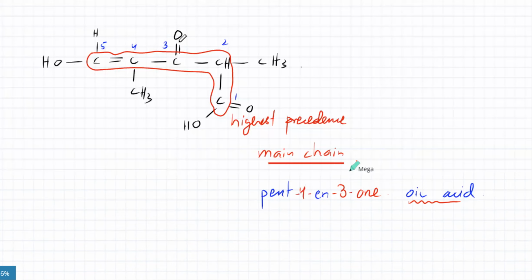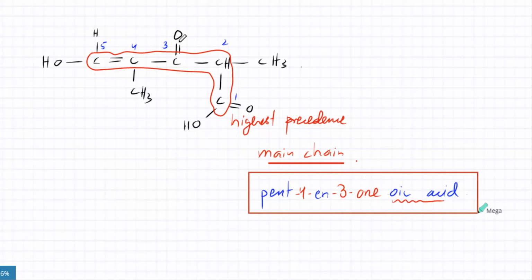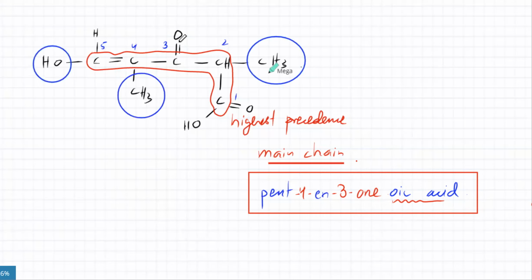Now that's your main chain. Everything else now becomes a branch. Everything that's not part of the main chain, that is now a branch, and that's this one. The OH also becomes a branch. So that's it, the 3 branches. So there are 2 methyl branches.